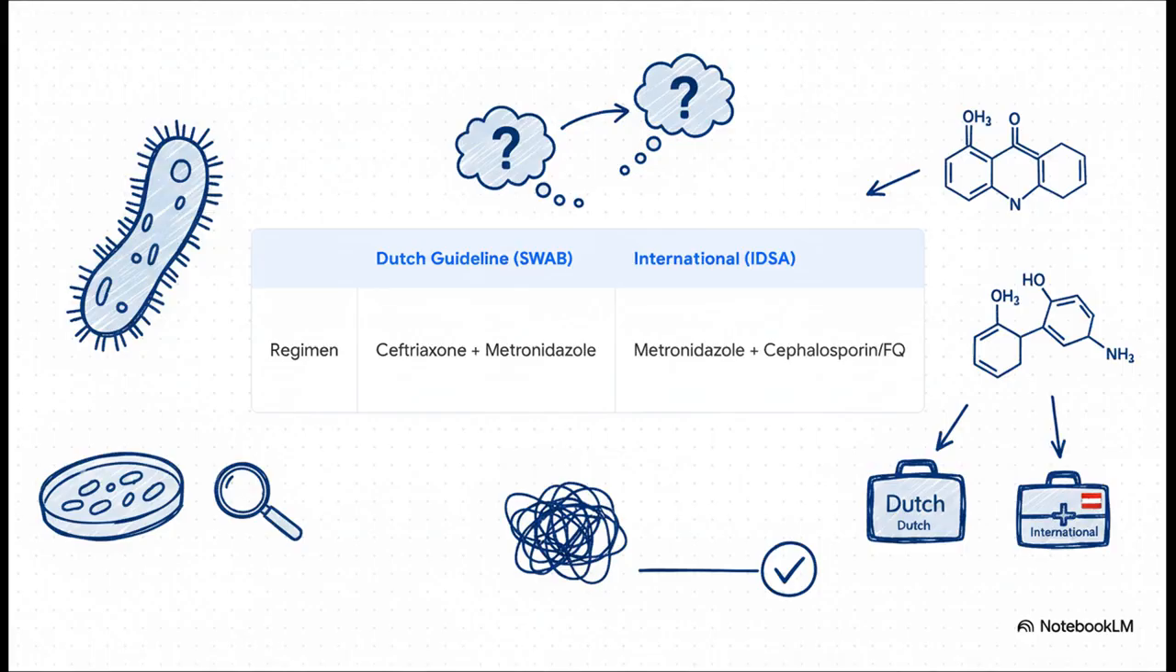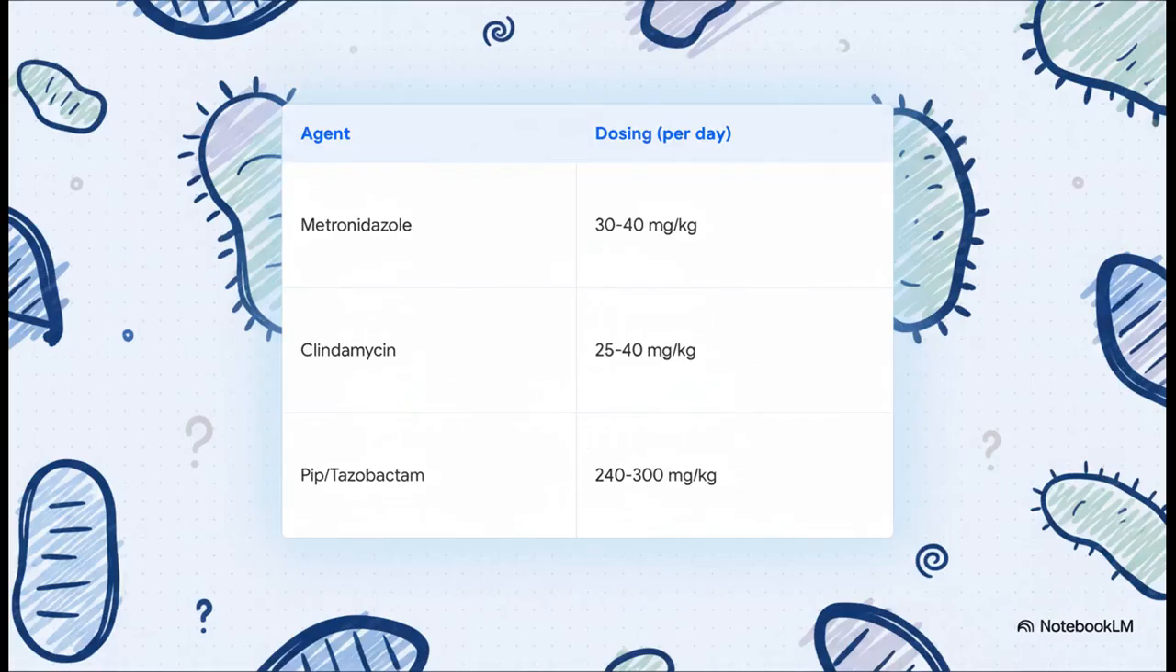Cover your anaerobes. Now, for kids, it's the same idea, but with an extra layer of caution. Dosing is absolutely critical. Everything is based on weight to make sure the drug levels are effective but not toxic. So for your go-to anaerobic drugs, metronidazole, clindamycin, pip-tazo, you've got to be meticulous with those pediatric dosing calculations.